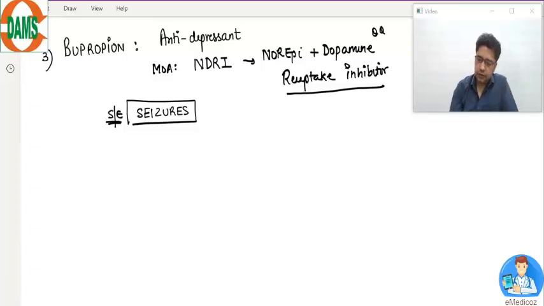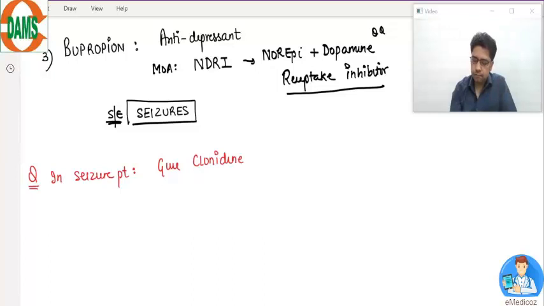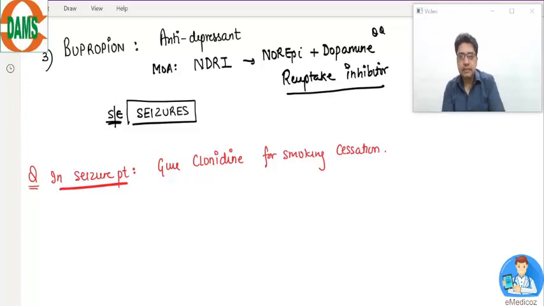Now, last point you will write. In a seizure patient, give clonidine for smoking cessation. Okay, done. Let's write certain non-approved drugs.